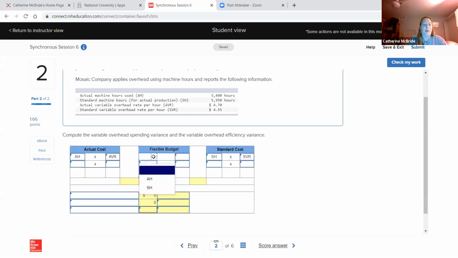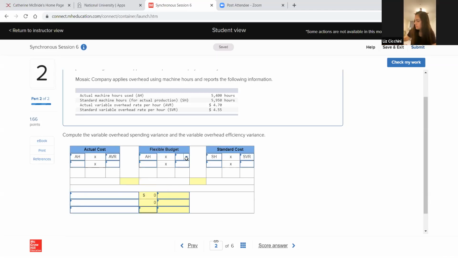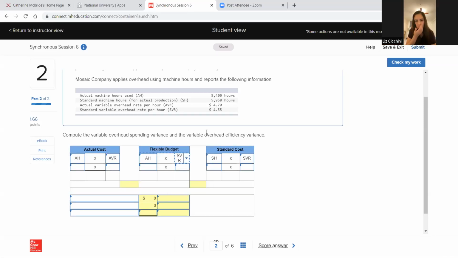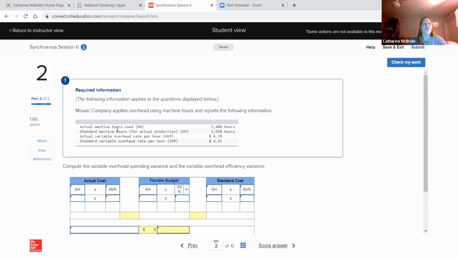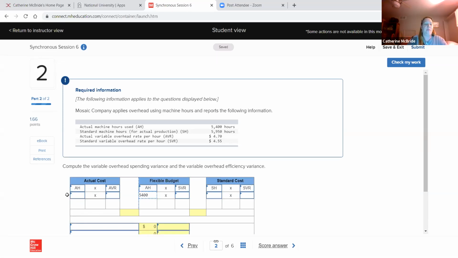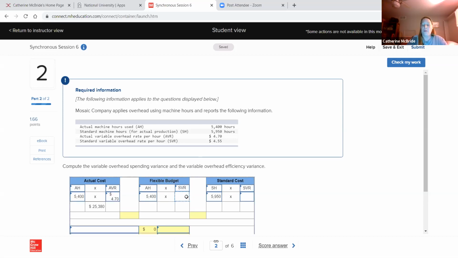And we have actual time and standard. The actual machine hours used were 5,400. The standard machine hours, what we budgeted, were 5,950. The actual variable overhead rate was 470. The standard rate was 455.